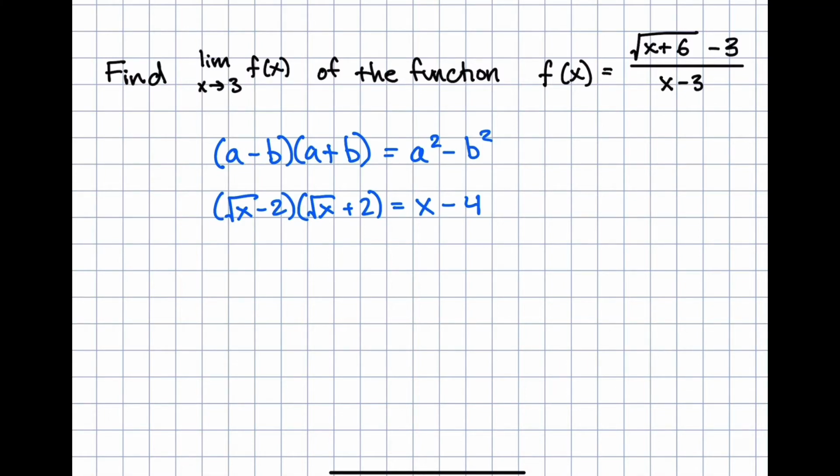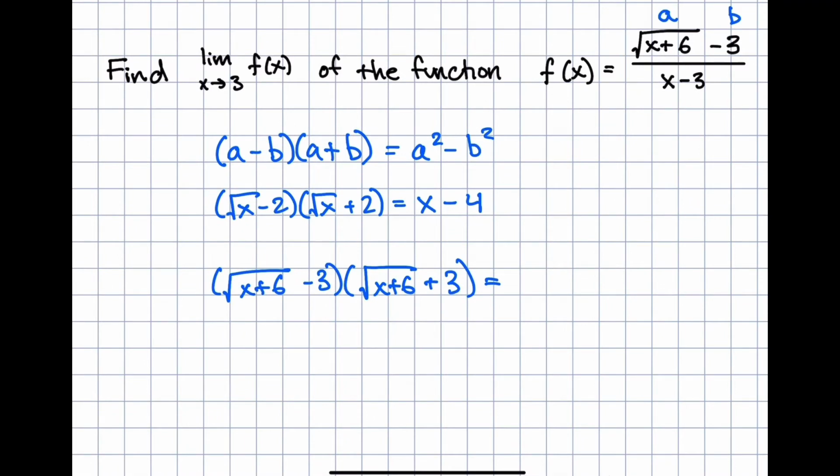If we apply that rule to our numerator, if we consider our square root of x plus 6 as our a term and our 3 as our b term, we can set up a rule like square root of x plus 6 minus 3 times the square root of x plus 6 plus 3. And using the difference of squares law, we know that that's going to FOIL into the square root of x plus 6 squared, which is just x plus 6, minus 3 squared, which is minus 9. And that's a lot nicer than what we have going on in our numerator right now because we don't have any square roots there.